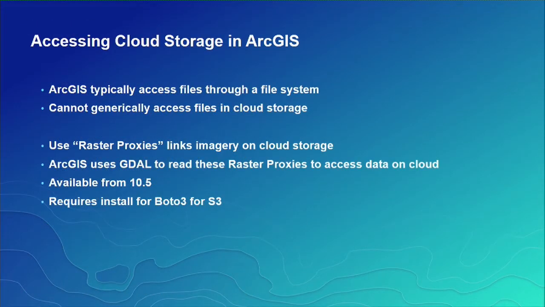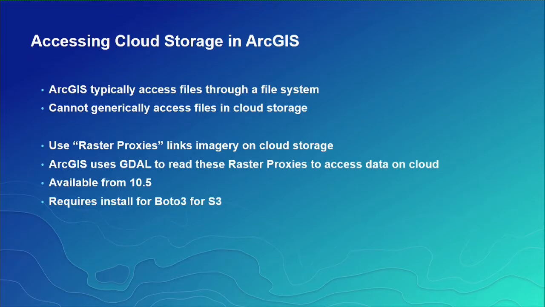Okay, so I've kind of hinted at this or touched on this, but just to be explicit, ArcGIS only wants to see images coming from a file system. So it doesn't inherently understand how to read from an HTTP address or a REST call in the case of Azure. It wants to see C: or D:. It wants to see a file system. So we use local copies that we call raster proxies that link to the MRF files in the cloud. Link to your imagery in the cloud.